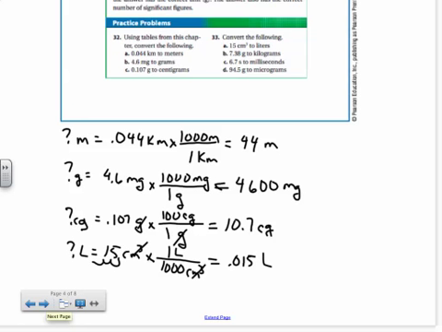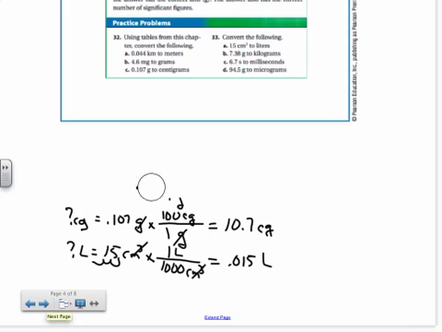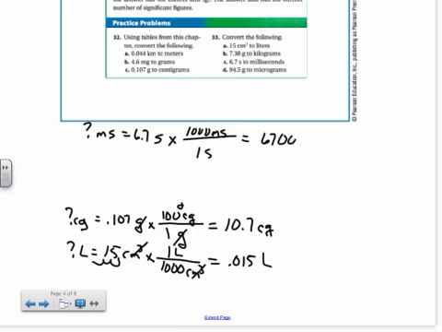The next one, let's go over here. Actually, let's just erase a couple of these so we got some room to work. How many milliseconds equals 6.7 seconds? 1 second, 1,000 milliseconds, multiplied by 1,000, 6, 7, 1, 2, 3, yeah, 6,700 milliseconds.